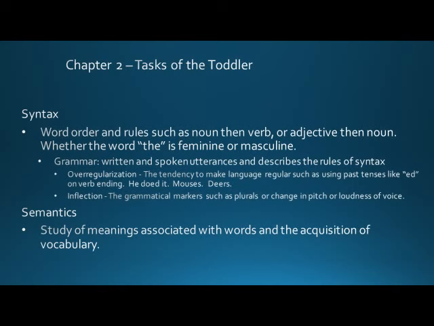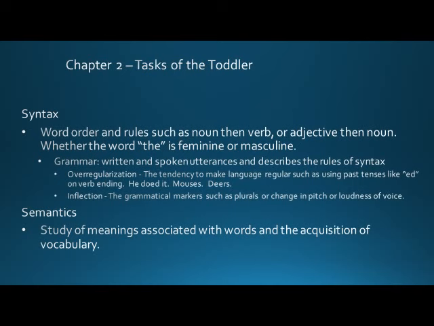When we look at syntax, we look at the word order and rules like noun and then verb, or adjective and then noun. Of course, these are variable by language because we all know that in some languages, for example, you might have a noun and then an adjective. But in any case, that's what syntax refers to. It refers to our word order and rules. Or let's say whether the word the is feminine or masculine, as in some languages, like French or Spanish, for example, any Romance language has distinctive types of words for the. So el or la or il in some languages.